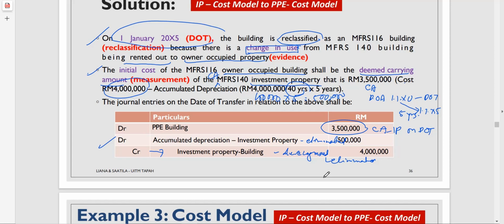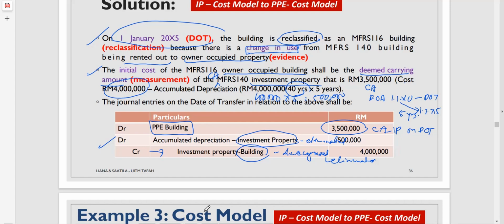However, in the year ending 31st of December 20X5, you would see that there would be an accumulated depreciation to be charged for that particular year, not for the investment property, but for the PPE building, not for the investment property. That would happen in the year ended 31st of December 20X5.